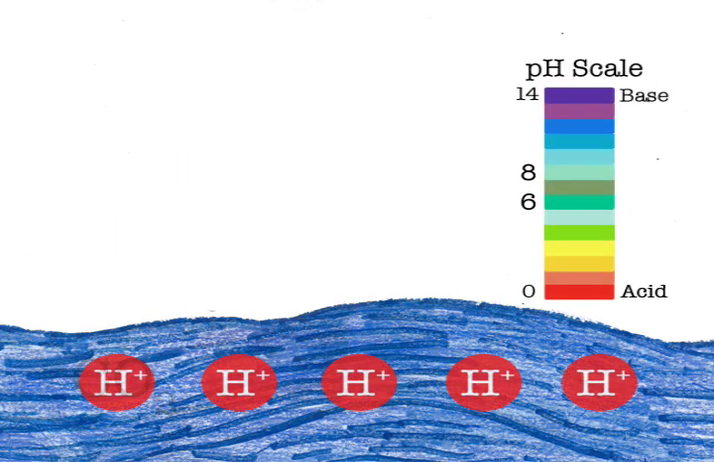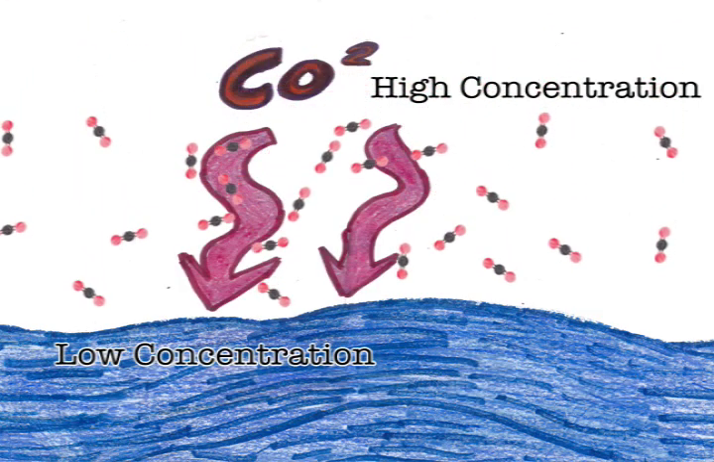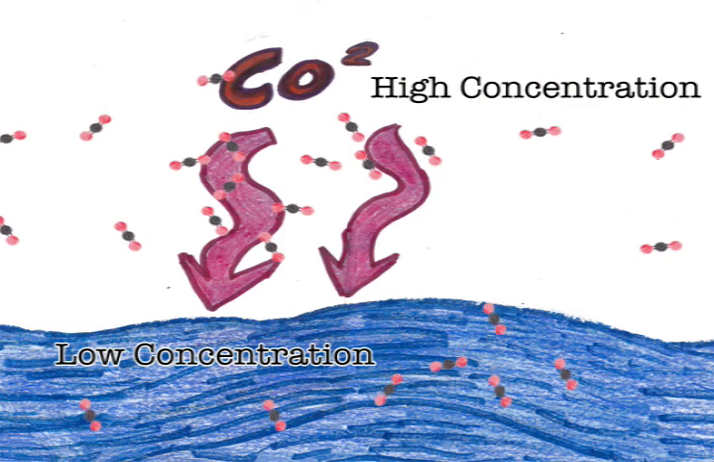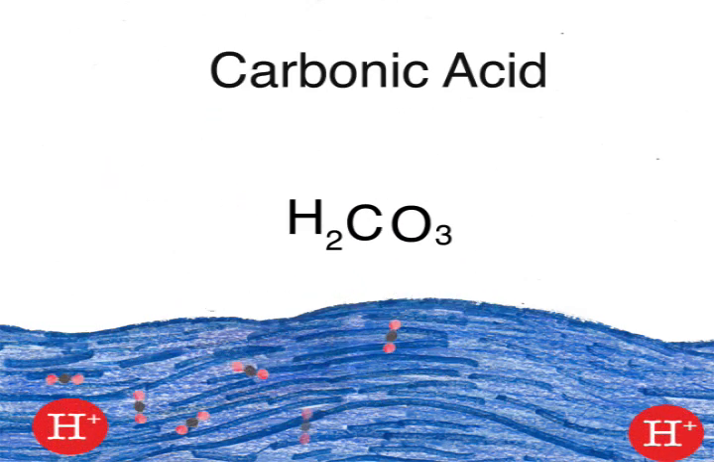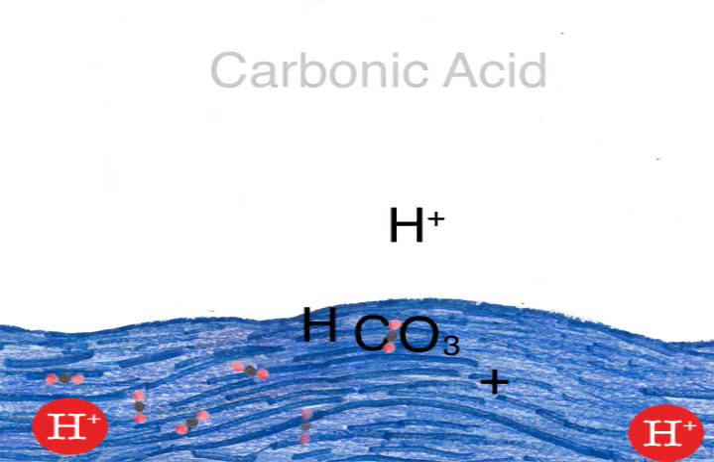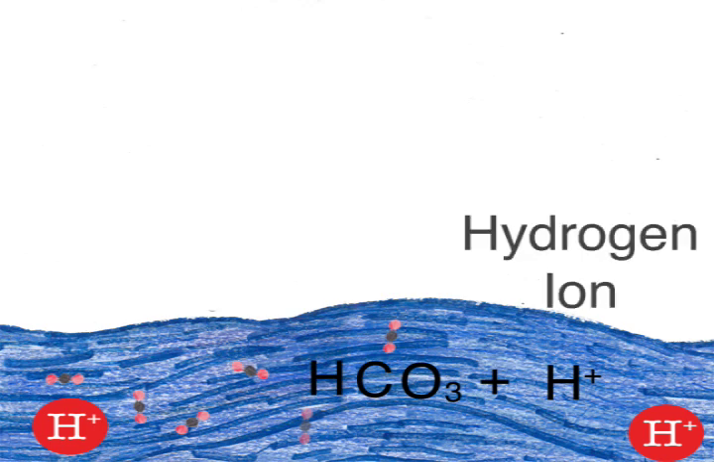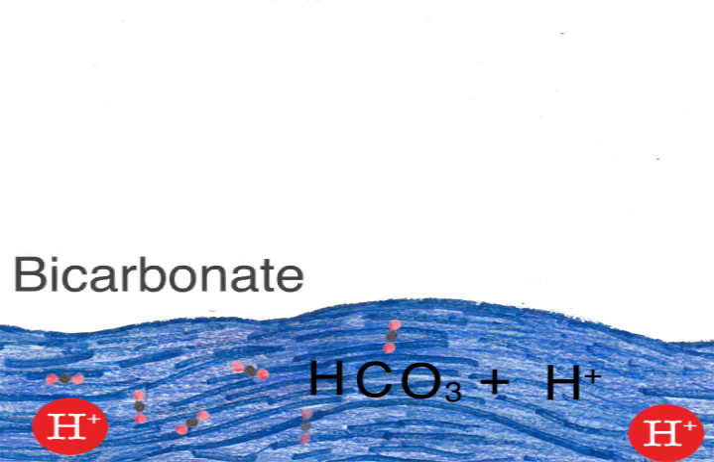The CO2 adds H+ ions in the ocean, which makes it more acidic. An acid has a pH of 6 or lower, and a base has a pH of 8 or higher. CO2 is dissolved in seawater and carbonic acid is produced. The carbonic acid dissociates in the water, releasing hydrogen ions and bicarbonate.